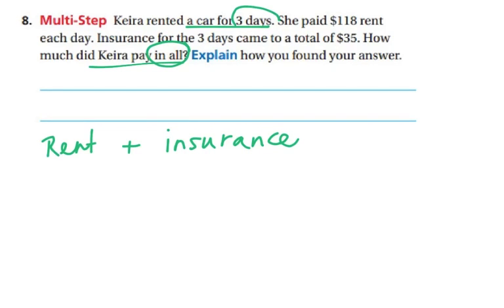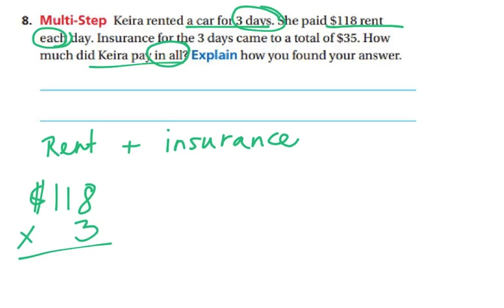She rented a car for 3 days. She paid $118 rent each day. All right, so I'm thinking 118 each day for 3 days. That is the same thing as saying $118 times 3. So let's calculate that to see how much she paid in rent. 3 times 8 is 24. Carry my 2. 3 times 1 is 3, plus 2 would be 5. And then 3 times 1 is 3. So she spent $354 just in the rent for the vehicle.